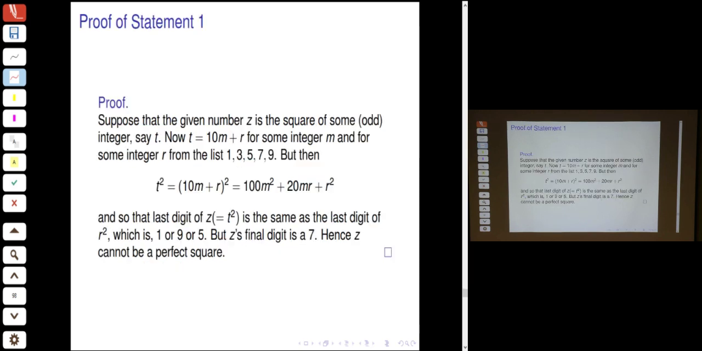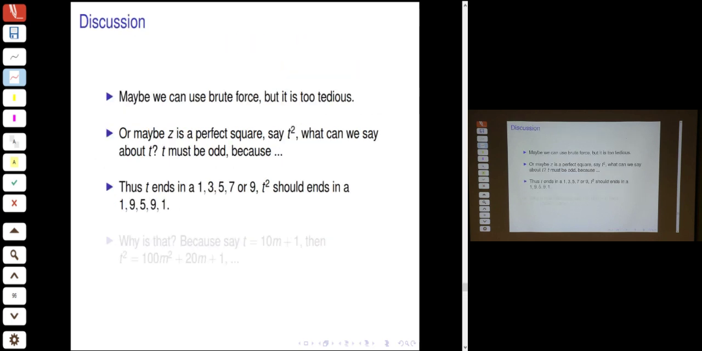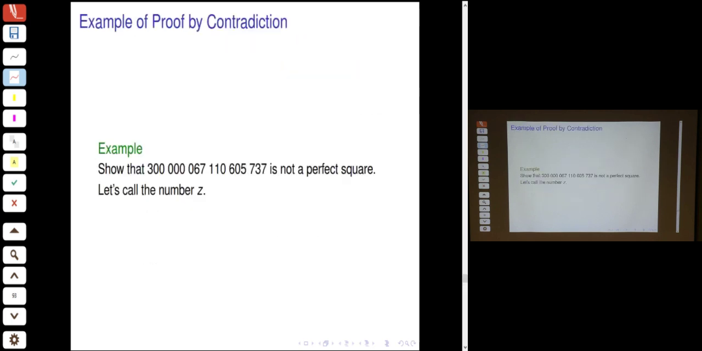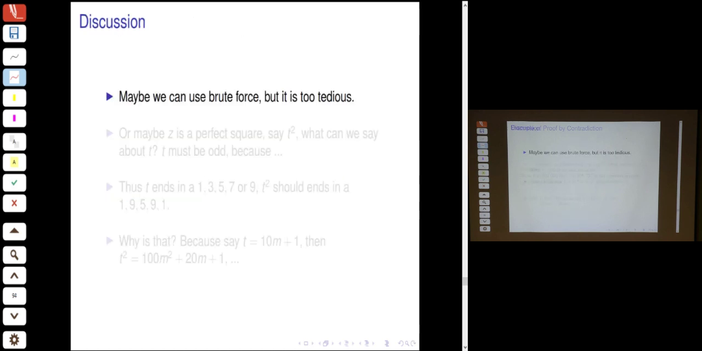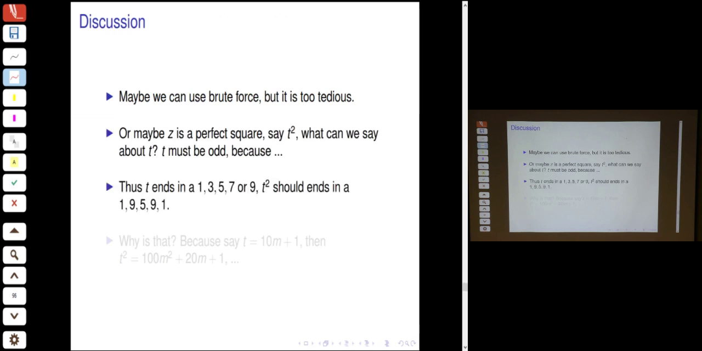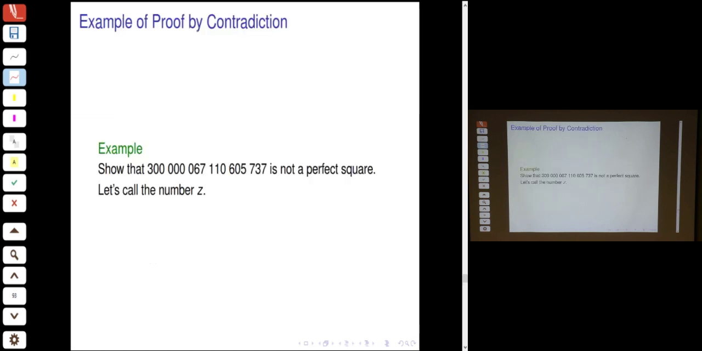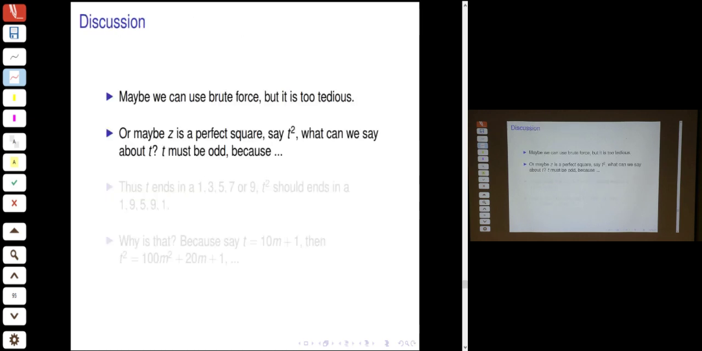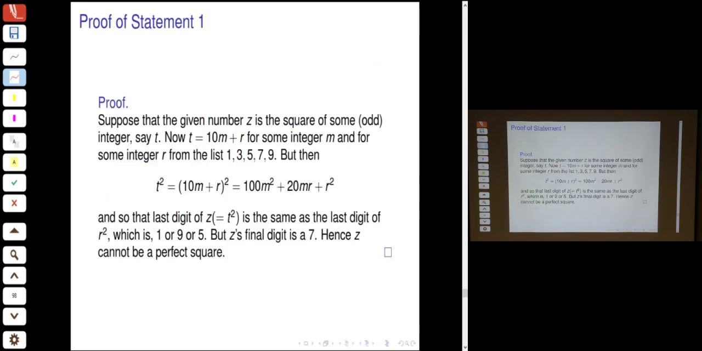Okay, now by this reasoning, we know this z is not a perfect square, right? Because it cannot be a square of an even number, and it cannot be a square of an odd number. Because if you are even, the square will be even. If you are odd, the square must end with 1, 9, or 5. But this funny guy ends with 7. So it cannot be a square of an even number, it cannot be a square of an odd number, so it cannot be a square, right?